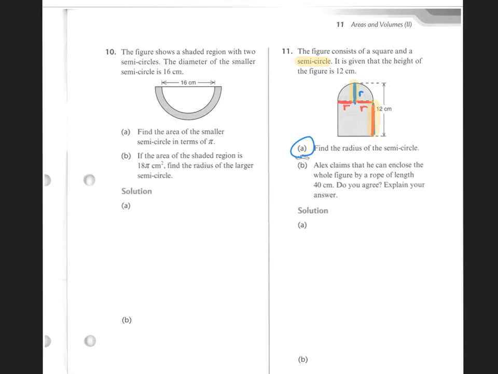Okay, at first we should let R be the radius, because I need a letter, I need an unknown in order to get the result. R and 2R will be 12, which gives you R equal to 4. So that's why you've got the answer for part A.